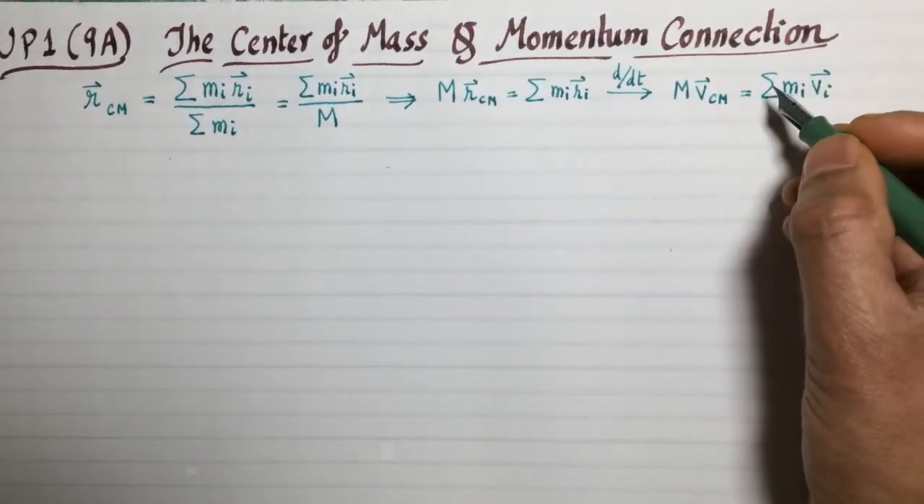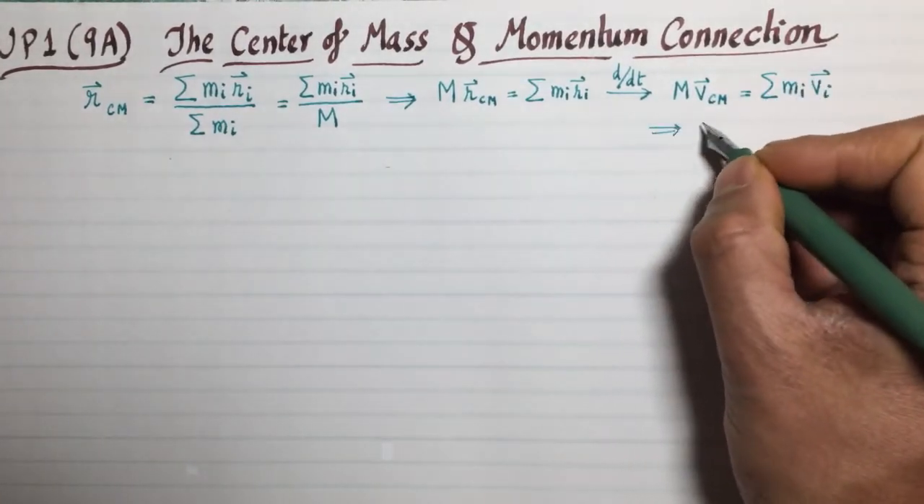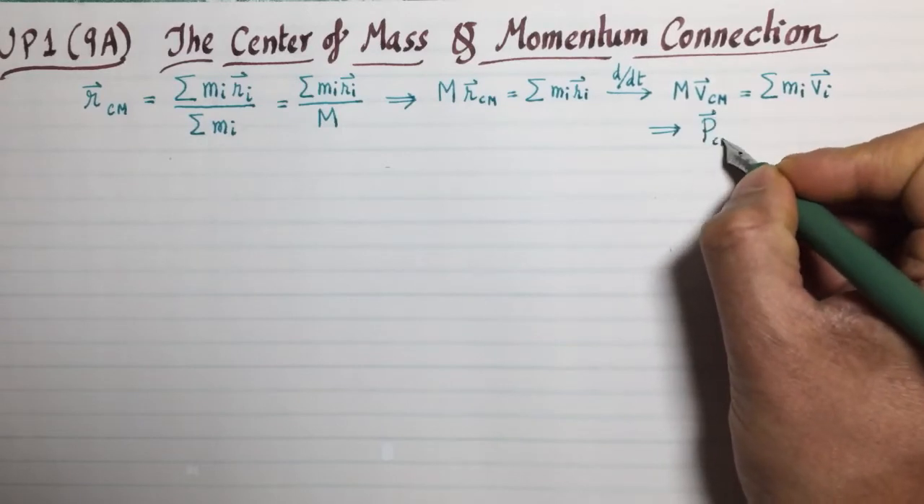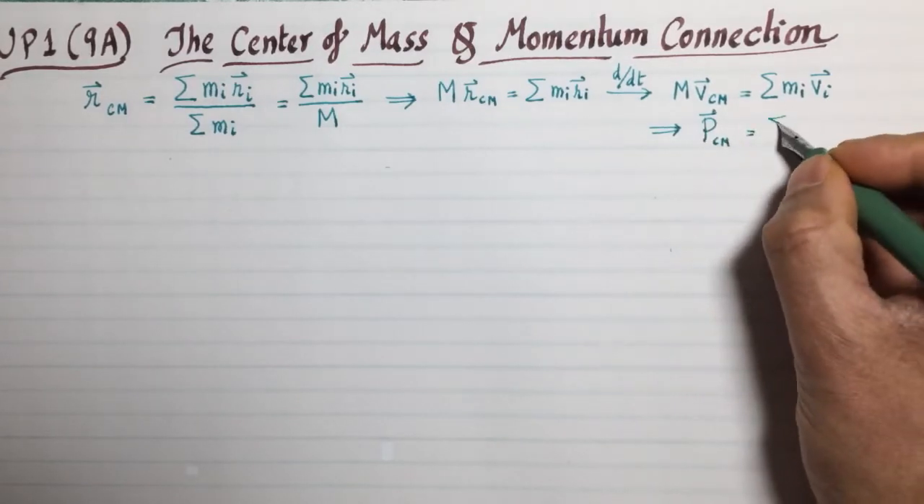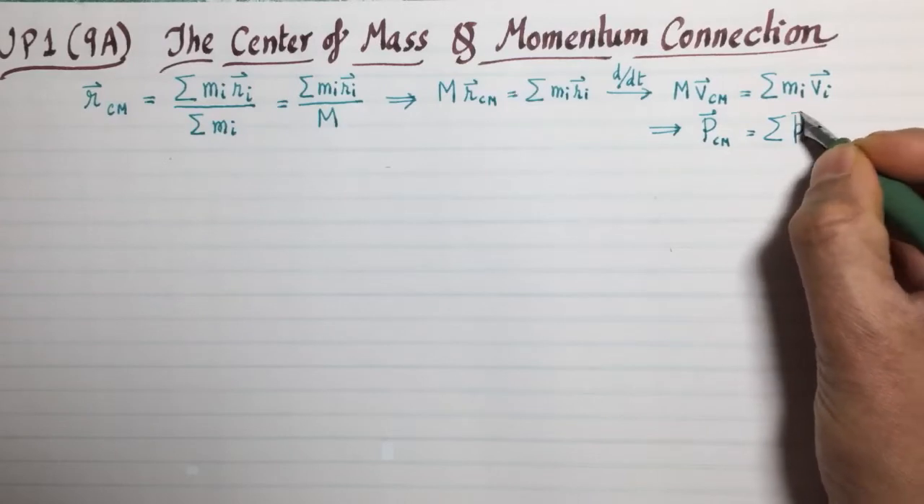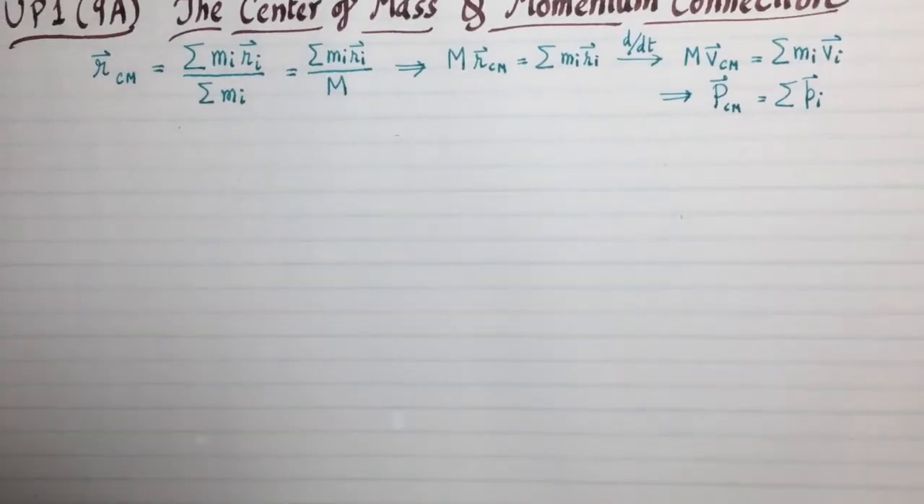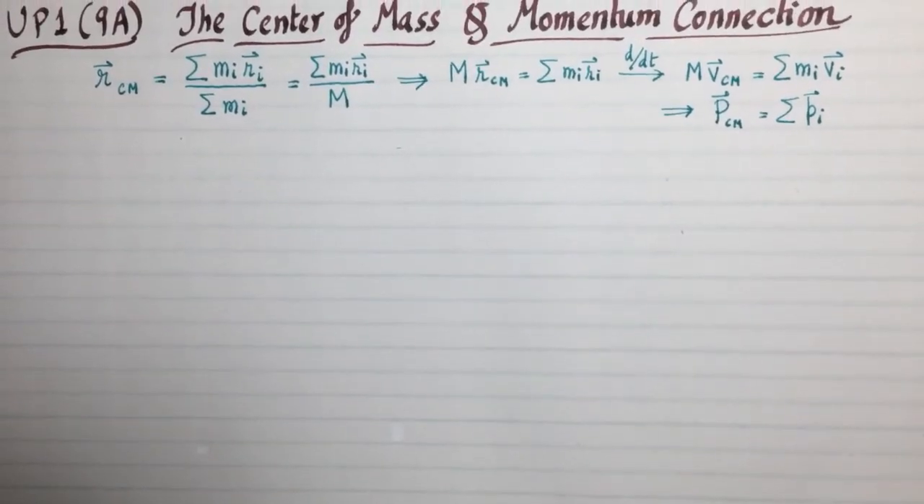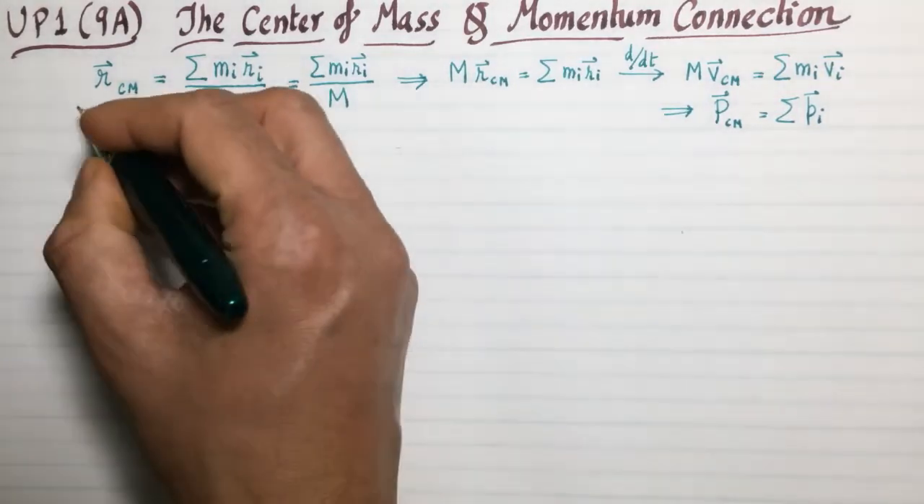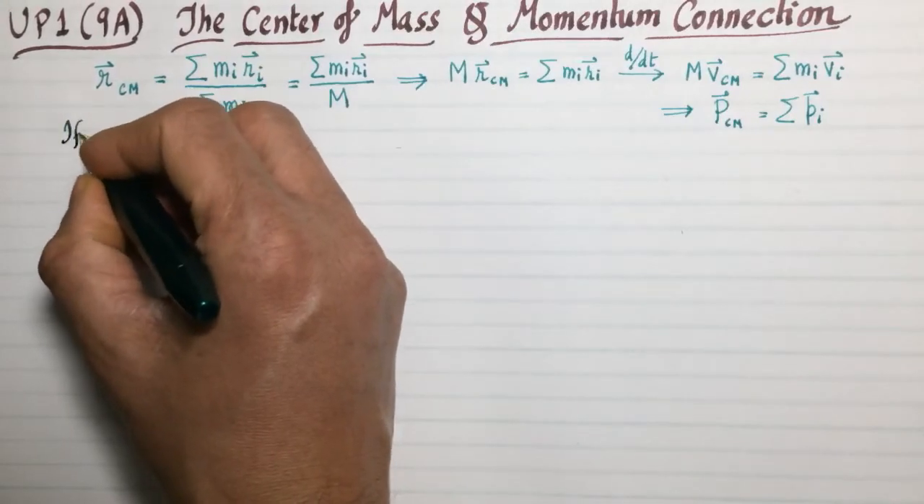Now recognize what this actually means. This tells us that the momentum of the center of mass must be equal to the sum of the individual momenta. So that's a pretty powerful statement. You can just keep track of the center of mass, and that will give you an idea of how the system evolves.